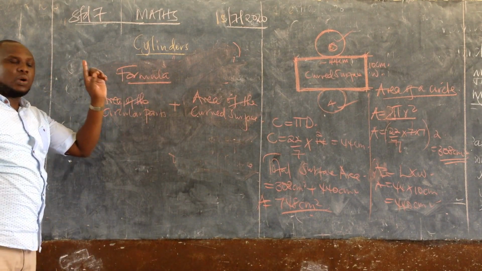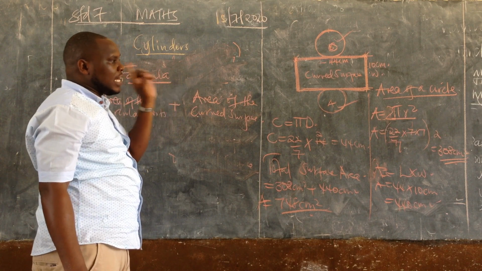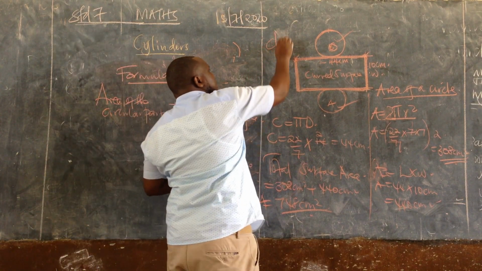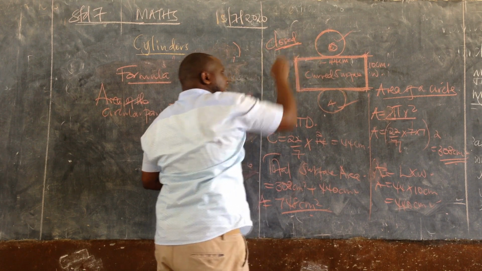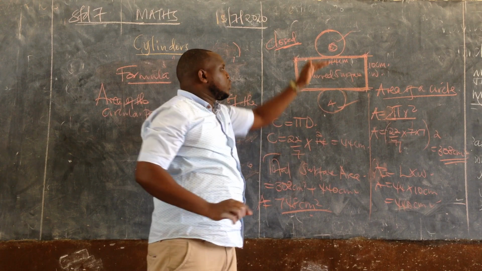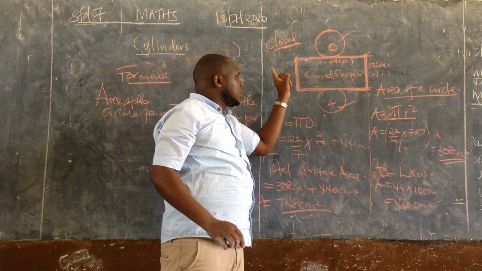I want to take you back to where we began. Area of the circular part, if it is a closed cylinder, we are assuming this is a closed cylinder. A closed cylinder has both circles, meaning that it's not open. But when you open one side, it remains with one circle. So this is a closed cylinder.